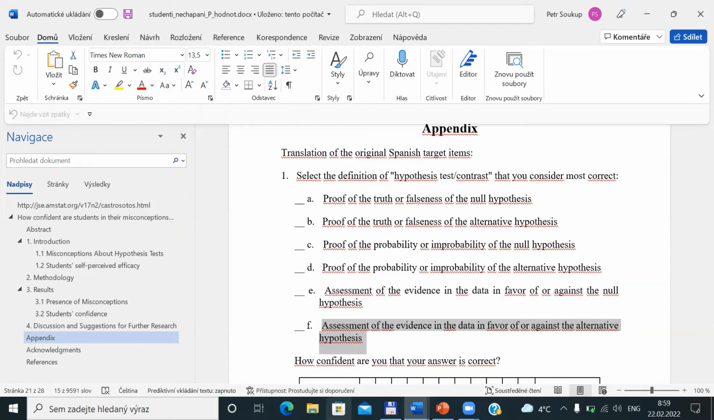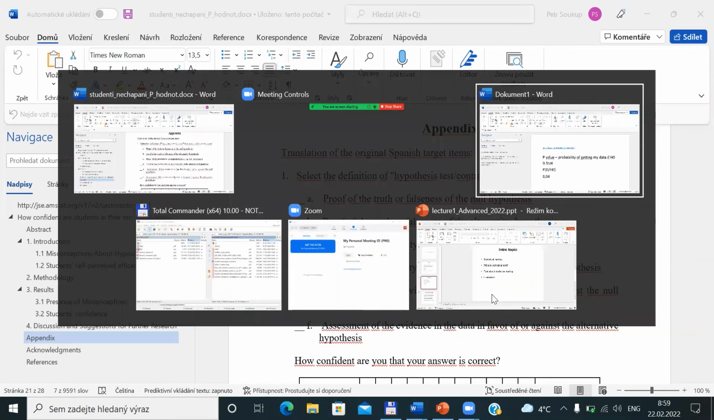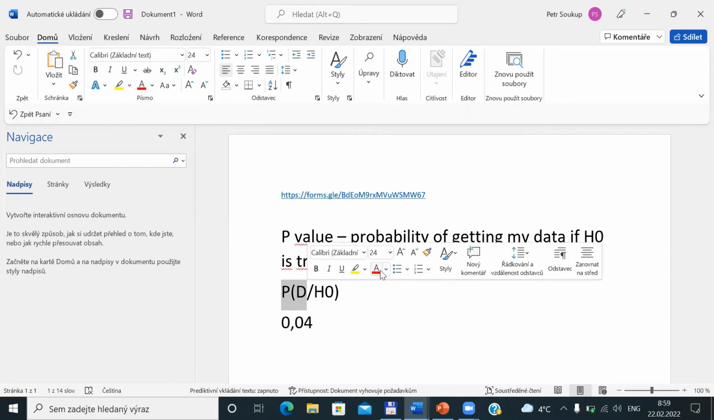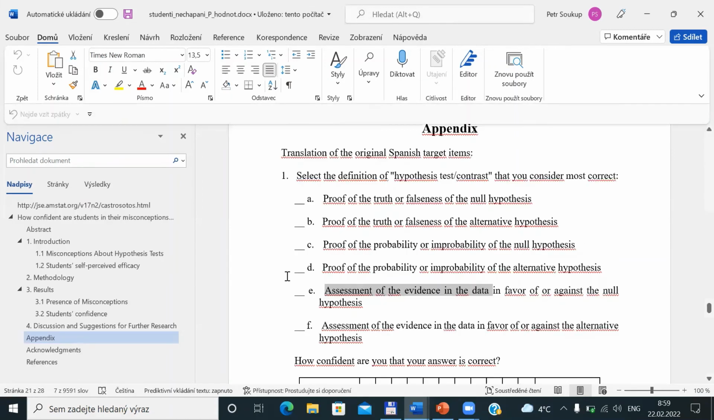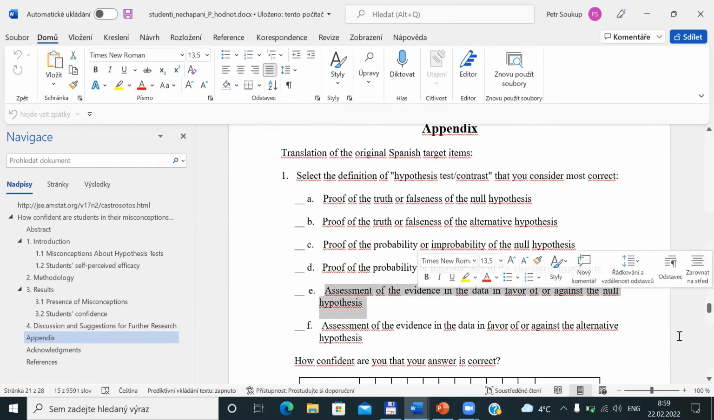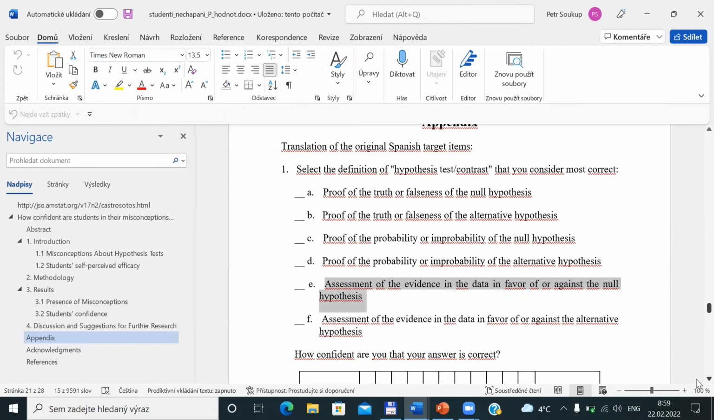E is the only right one. E, as it is saying, is an assessment of the evidence. Once again, if I go back to the definition, it is the assessment or probability of my data if the null hypothesis is true. Yeah, this is the correct answer here. So only statement E is correct. Okay, so I would go to the second.